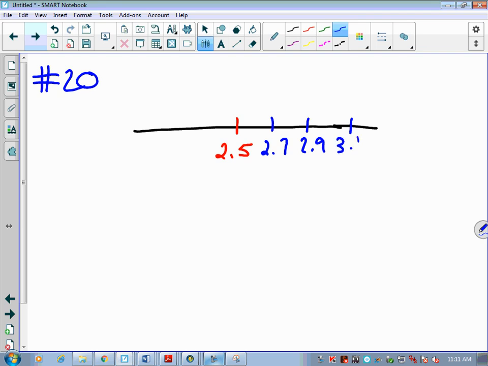I don't know if we're going to need this or not, but let's kind of carry this on out here: 2.3, 2.2, or wait, no, 2.1, and 1.9. Okay, good.